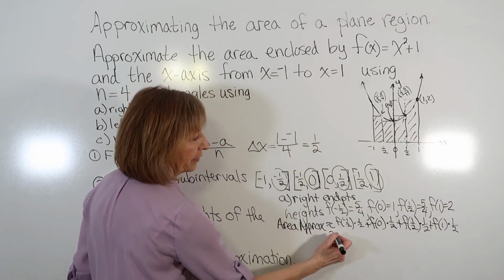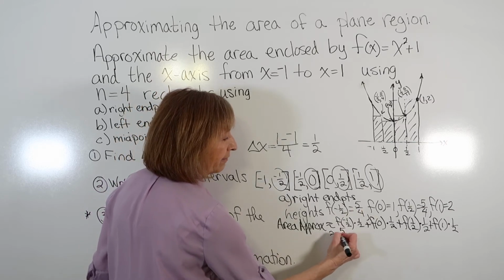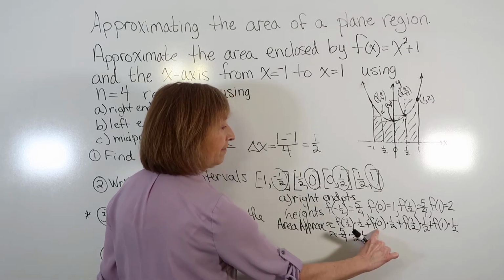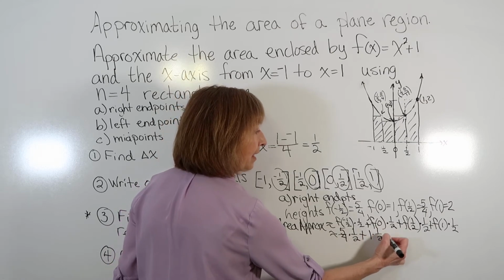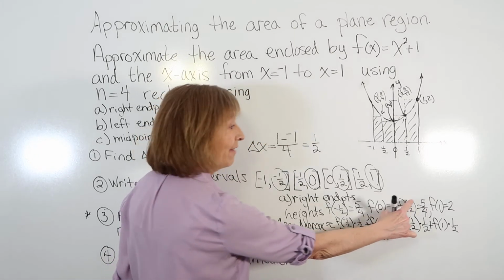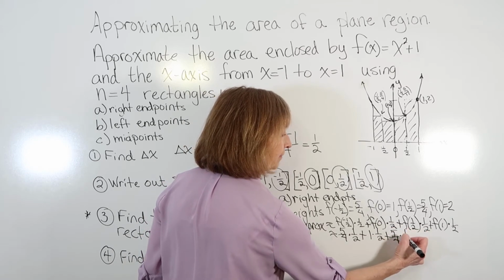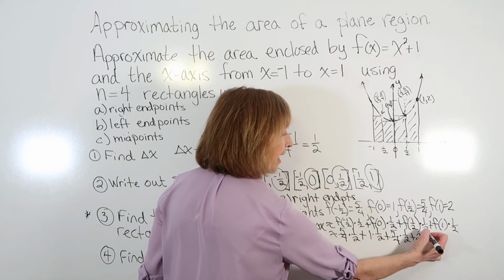Now there was the notation for the height. Now we're actually going to put the numbers in there. So f of negative 1/2, that's 5/4. So I have 5/4 times 1/2 plus f of 0, that's 1. So I have 1 times 1/2 plus f of 1/2 is 5/4. So I have 5/4 times 1/2. And then plus f of 1 is 2. So I have 2 times 1/2.